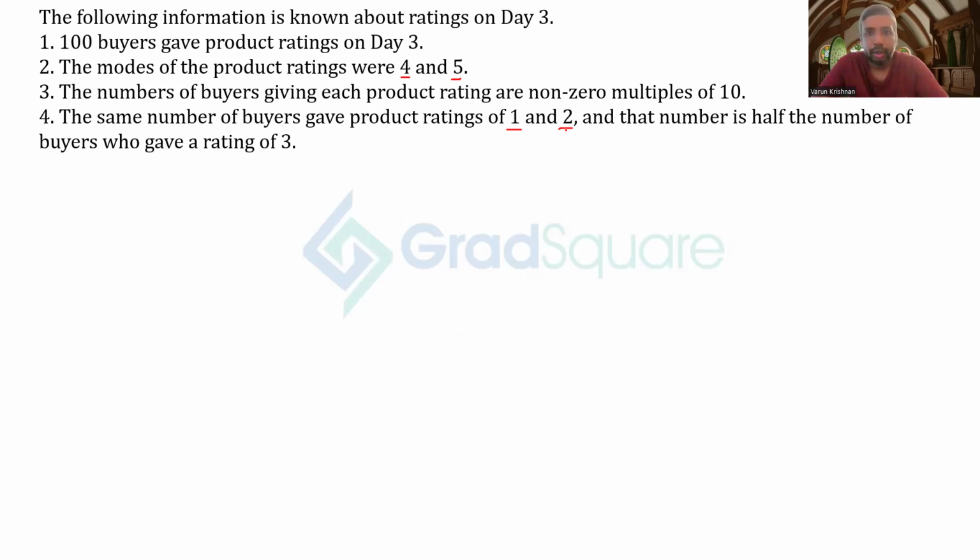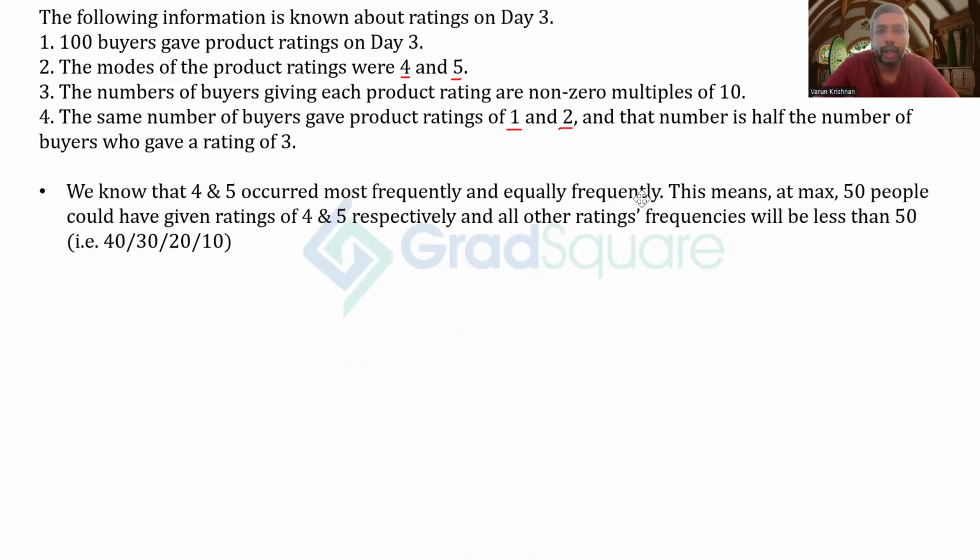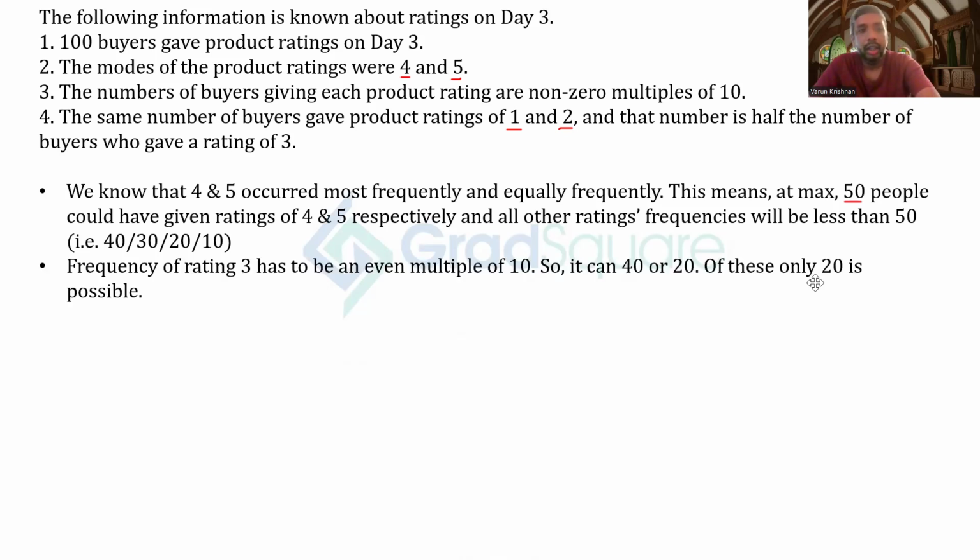So using these clues, the first thing I can say is that 4 and 5 occurred most frequently and equally frequently. This means that, as I said, at max 50 people could have given a rating of 4 and 5, and all other ratings' frequency will be less than 50. Frequency, by the way, is the number of times a rating happens. Frequency of rating 3 has to be an even multiple of 10.